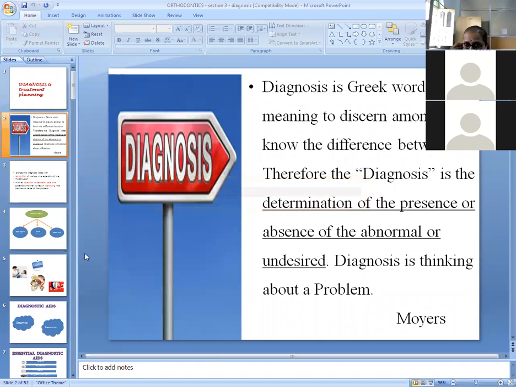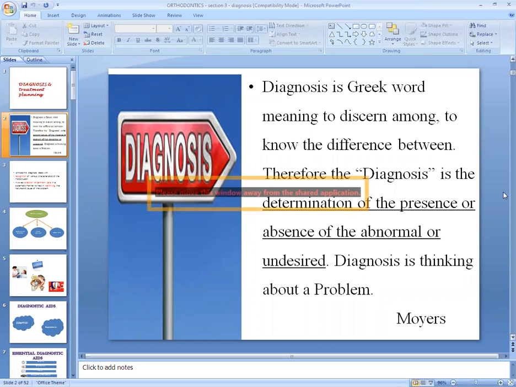So, what is diagnosis? Diagnosis is a Greek word meaning to discern, or to know the difference between something. That means diagnosis is determination of the presence or absence of the abnormal, undesired. That means diagnosis is thinking about or extracting the problem, the underlying problem.